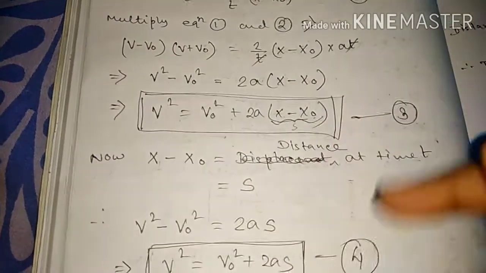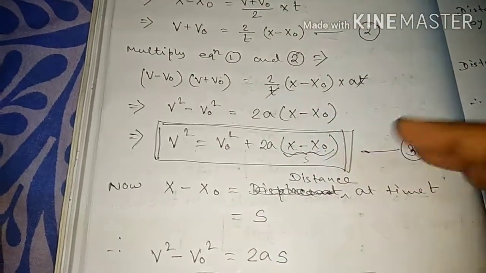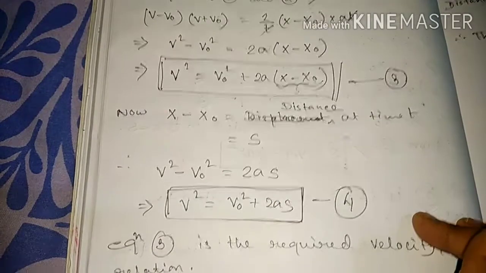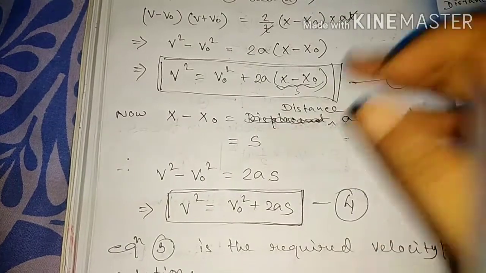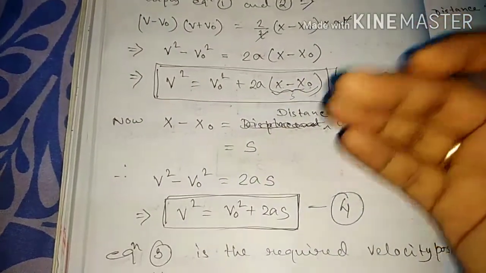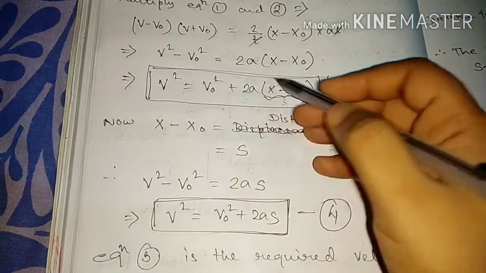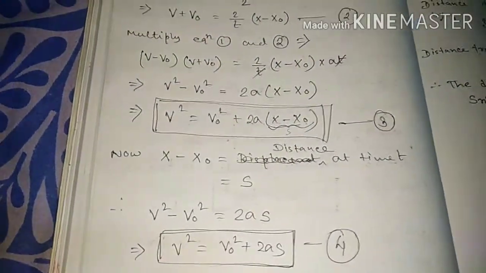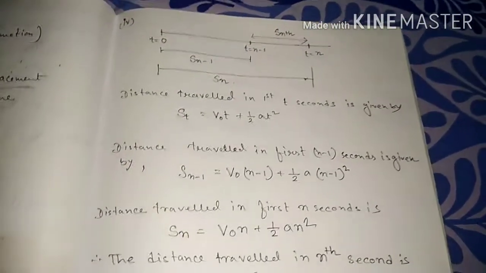So this is one equation, this is another equation. Both are the third equation of motion, but what is the difference? This gives us the velocity-position relation, and this gives us the velocity-distance relation. Both are the third equation of motion, and both have the same meaning, but the way you define or write the expression is different, because here you write the position. So this is the velocity-position relation, here the velocity-distance relation. Clear? Now the fourth equation of motion, the distance covered in the nth second.